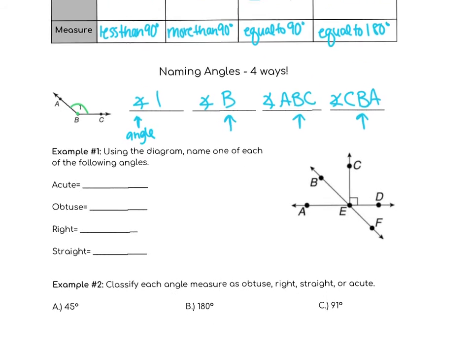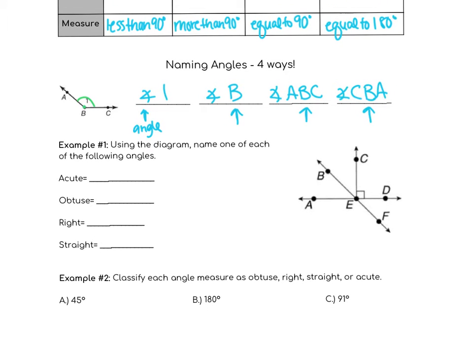All right, so we have a picture of an angle. It looks a little confusing, but hopefully me showing you will help you. So using the diagram, name one of each of the following angles. An acute angle has to be less than 90 degrees. So there's plenty to choose from. I'm going to choose this one. Angle B, E, A. Because this angle right here, if I color it in, is less than 90 degrees, I can tell. So angle B, E, A.